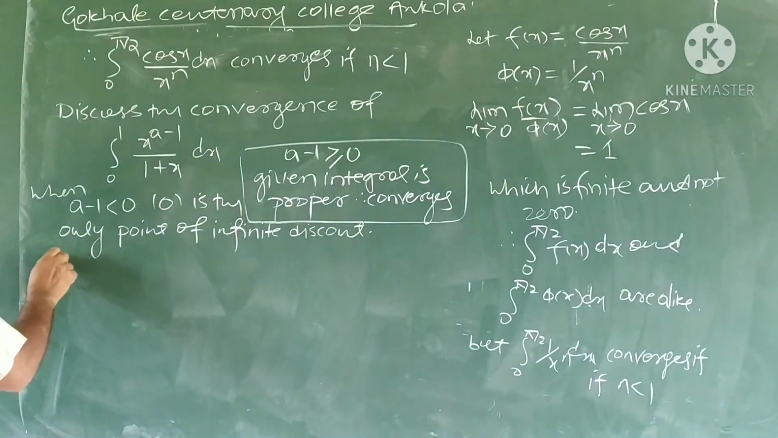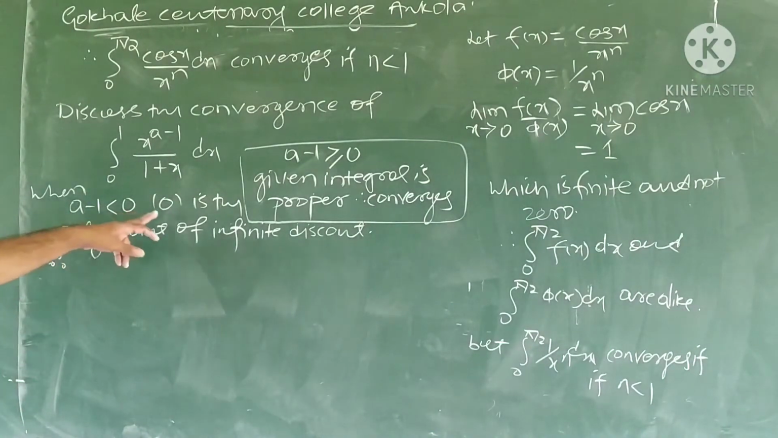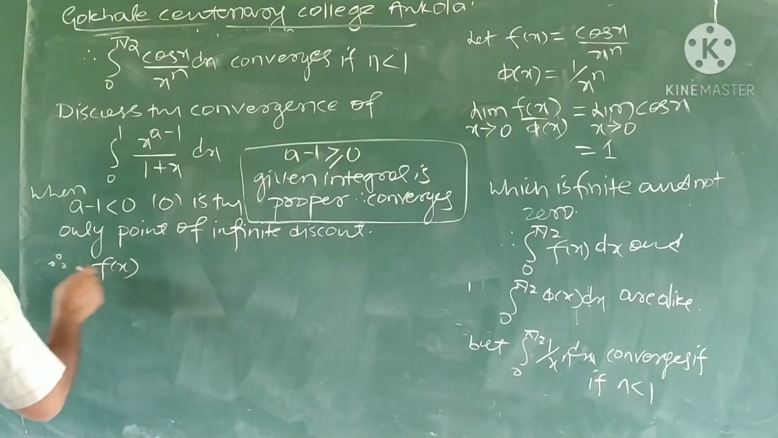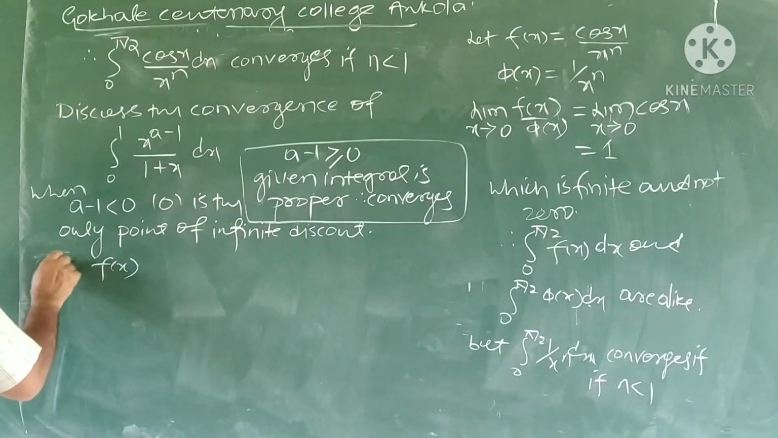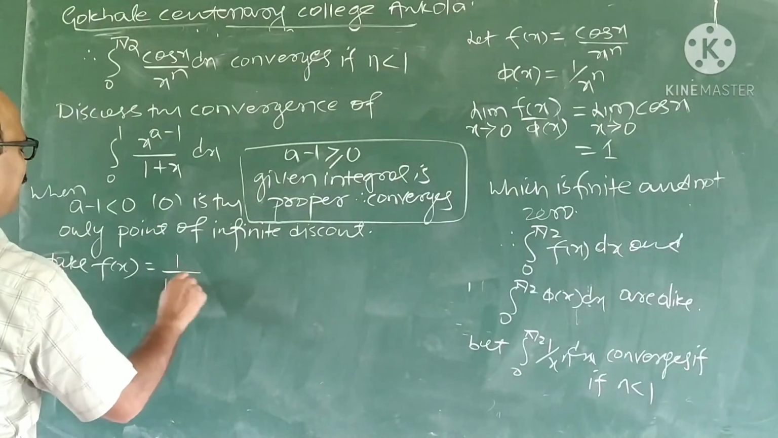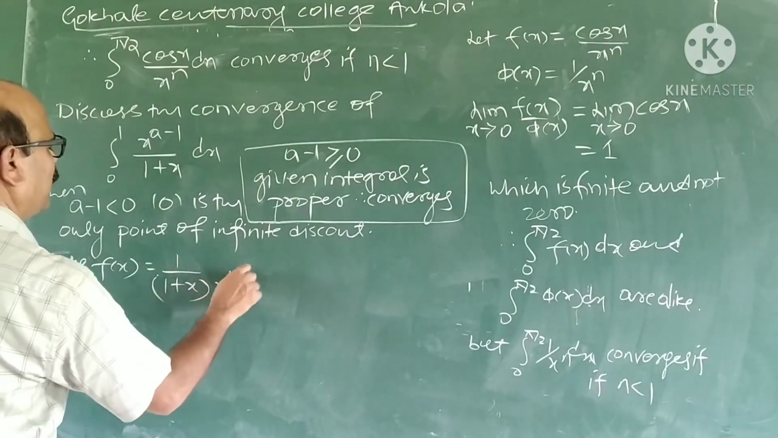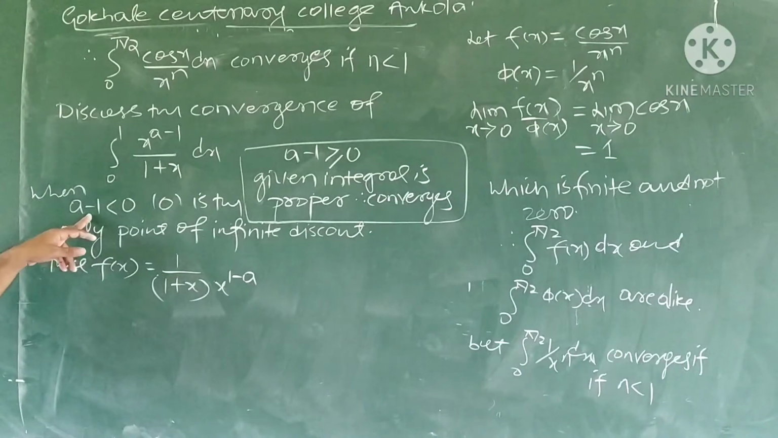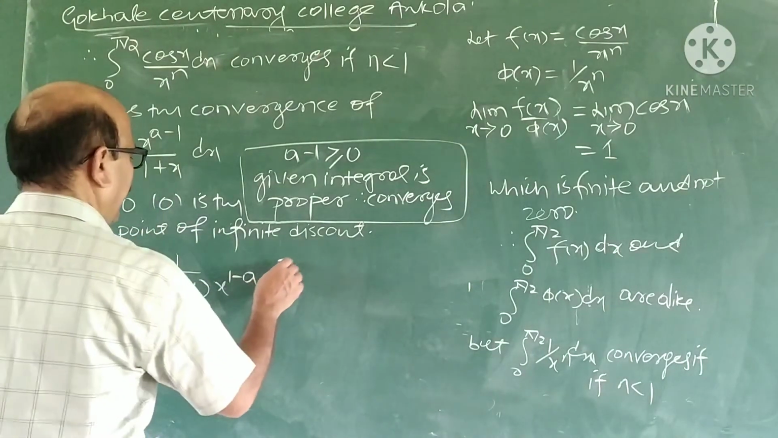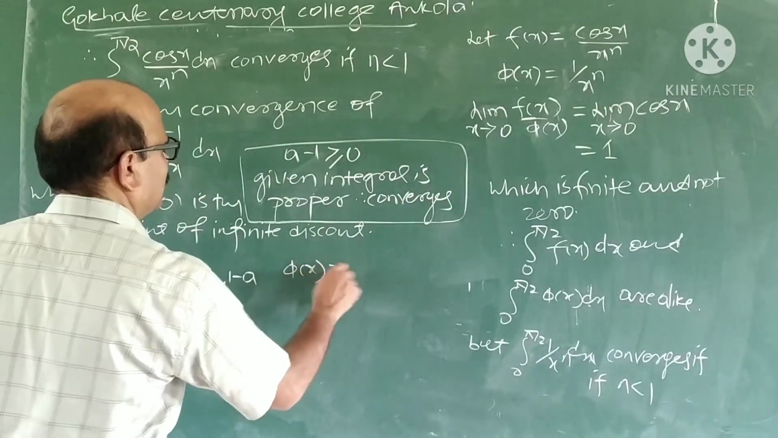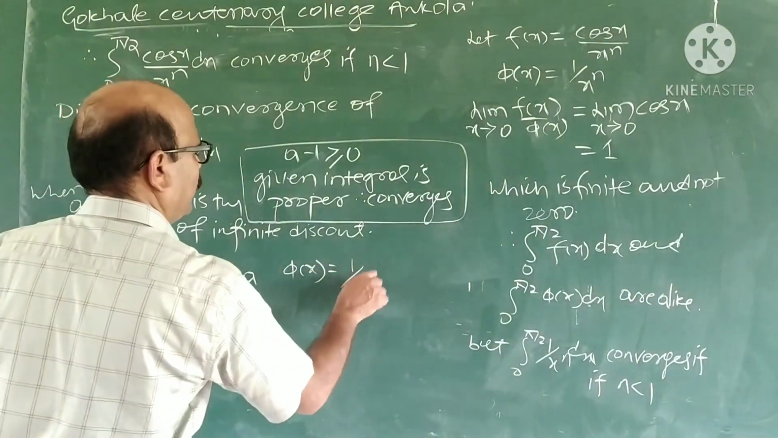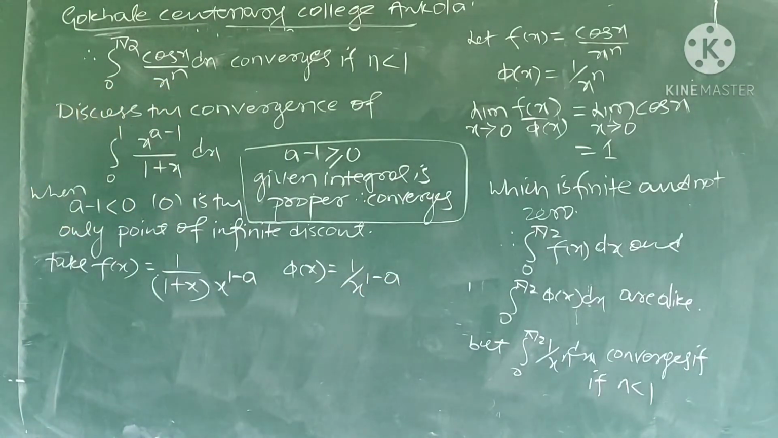Therefore, we apply the comparison test, and only 0 is the point of discontinuity. Let f(x) be 1 upon (1 plus x) into x raised to 1 minus a, because we have taken a minus 1 is less than 0, so 1 minus a is greater than 0. And take phi(x) to be 1 upon x raised to 1 minus a.